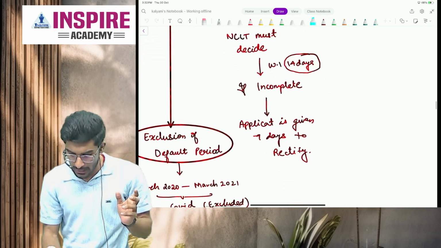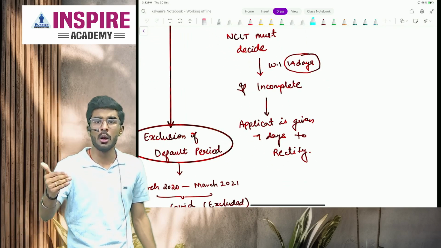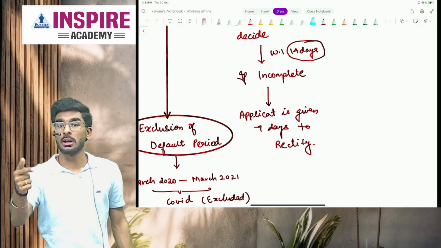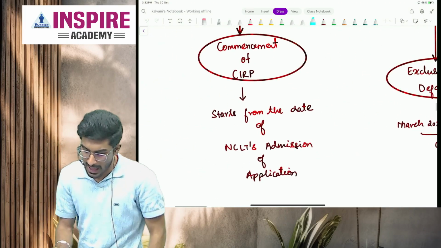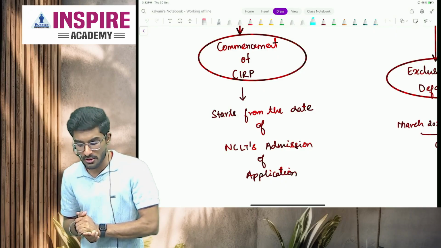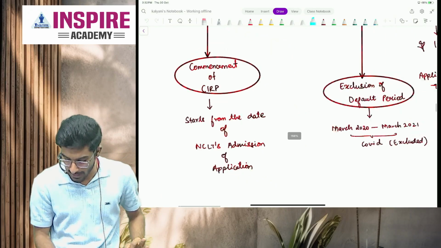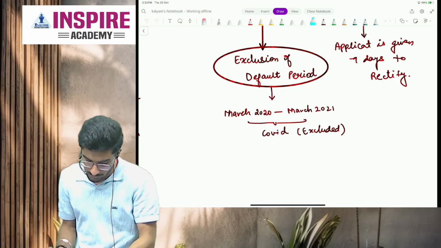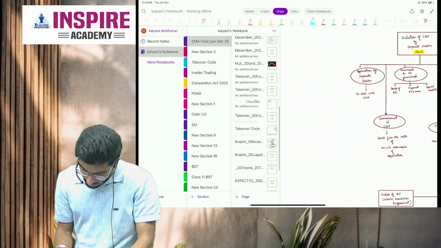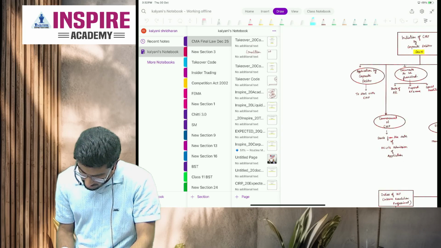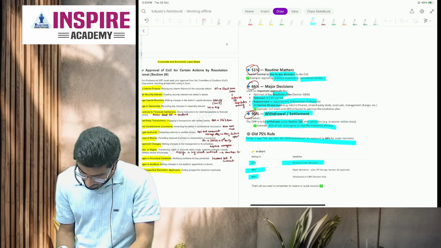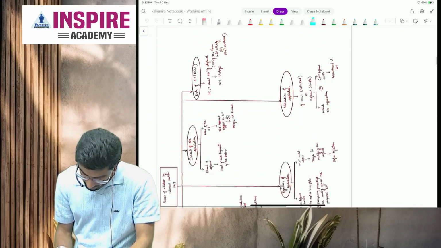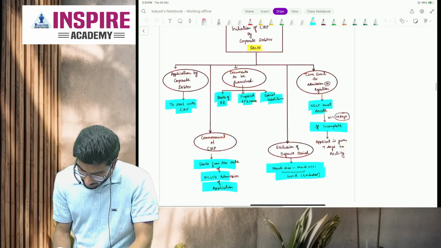Next is the timeline. Again, same timeline. NCLT will take 14 days to review. If it is incomplete, they will give an additional 7 days to rectify the default, rectify the mistake, and then, people, commencement of CIRP is from the date of NCLT's admission of the application. So the COVID period is excluded. Very easy. Okay. Now next is, okay, this is also done.